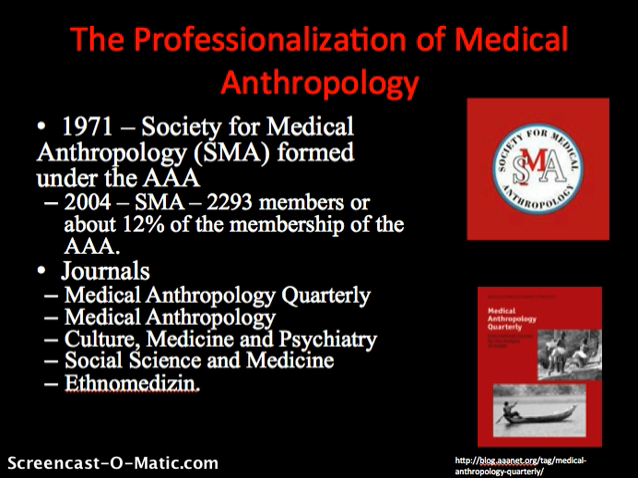The Society for Medical Anthropology as a whole, and other aspects of medical anthropology, are represented in a number of journals. This also represents a particular discipline. It becomes an academic discipline when it has materials to refer to, artifacts, in essence, of work that anthropologists have done. And so this includes things like Medical Anthropology Quarterly, Medical Anthropology, Culture, Medicine and Psychiatry, Social Science and Medicine, and Ethnomedicine.